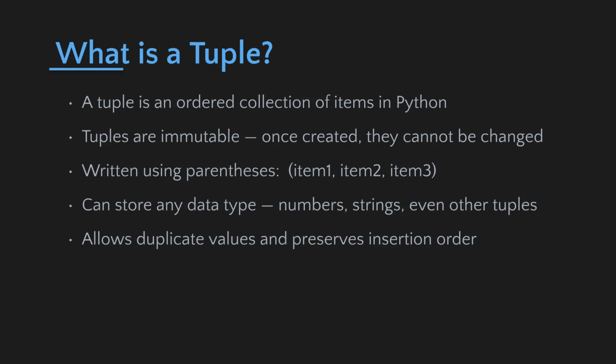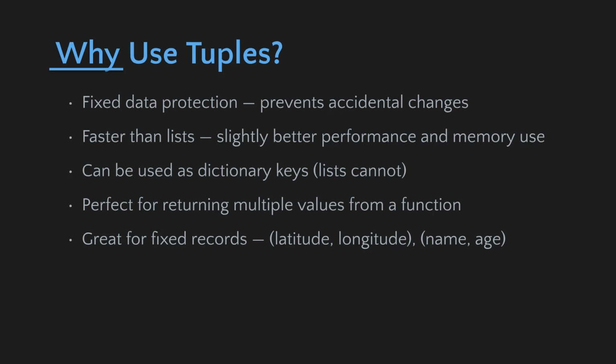Tuples are written using parentheses and can store any data type, allowing duplicates while preserving insertion order. Tuples are beneficial because they offer fixed data protection against accidental changes and are generally faster than lists. They can also be used as dictionary keys, which lists cannot. Tuples are ideal for returning multiple values from a function or for representing fixed records.